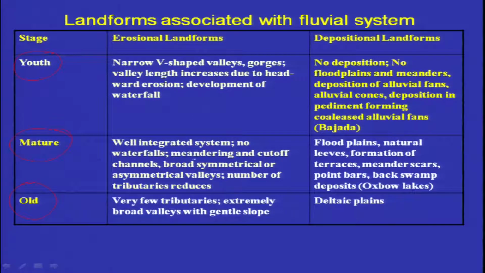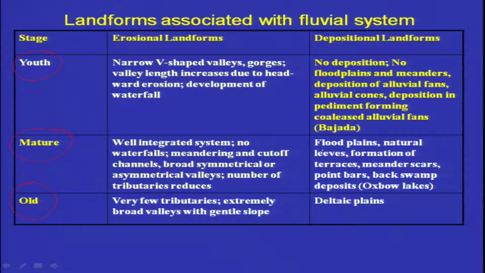Then you will have, of course, meanders. Then because of the channel migrations, you may come across the cutoff channels. You may come across broad symmetrical or asymmetrical valleys. The number of tributaries reduces.